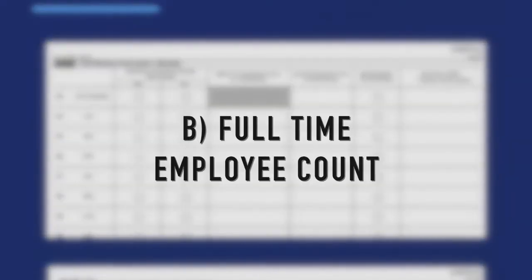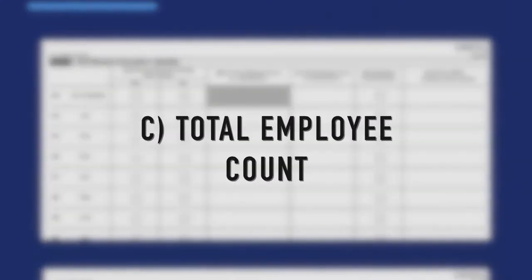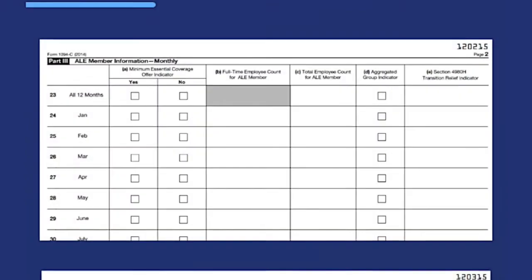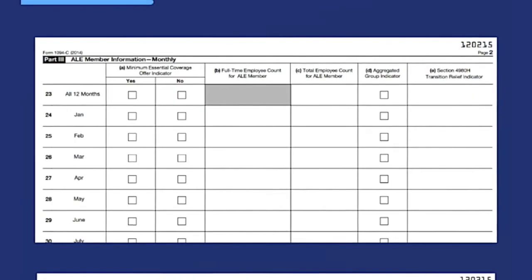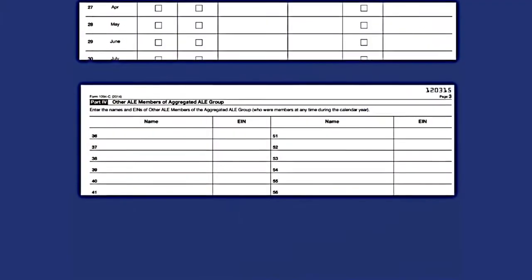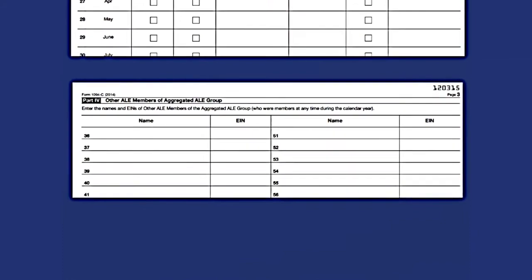Column B calls for the number of full-time employees in each month. Column C, the total number of employees in each month. Column D asks whether the employer was part of a controlled group of entities in any month. And then column E is whether the employer was eligible for any transition relief under the employer mandate. Part 4 is only applicable if you're a member of a controlled group of employers, and it'll ask you to include information about the other employers and their EINs.